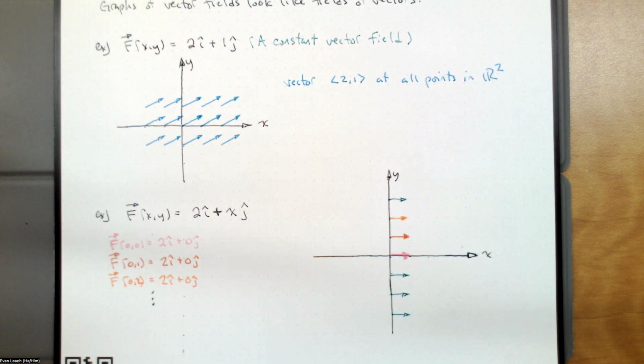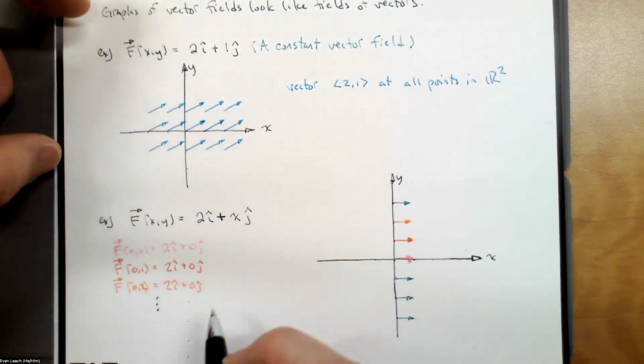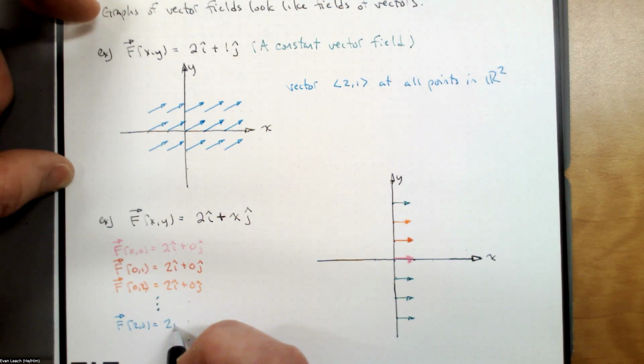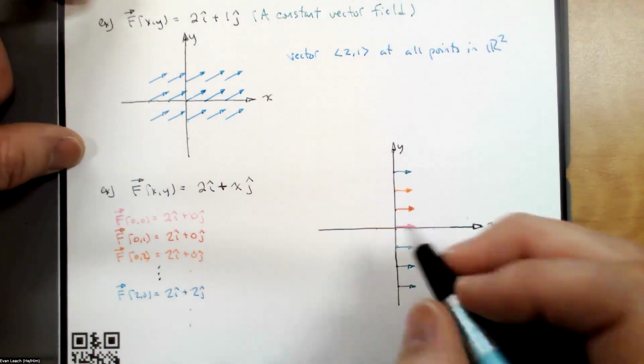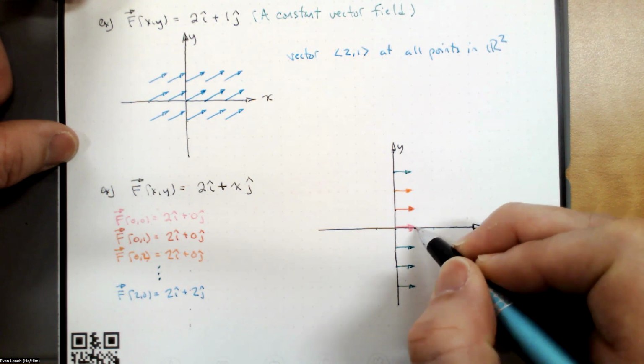If I scoot over to the point 2, 0 and evaluate the vector field, I get 2i plus 2j. So the x goes where the j is because that's the definition of the vector field. So at the point 2, 2, I plot the vector 2i plus 2j.